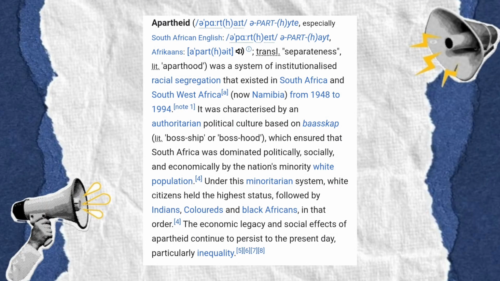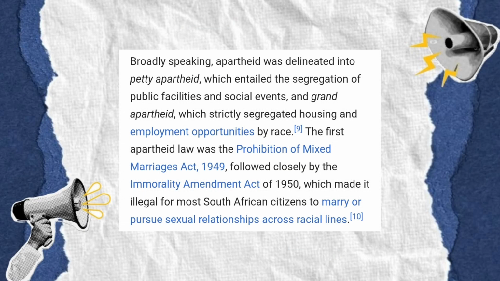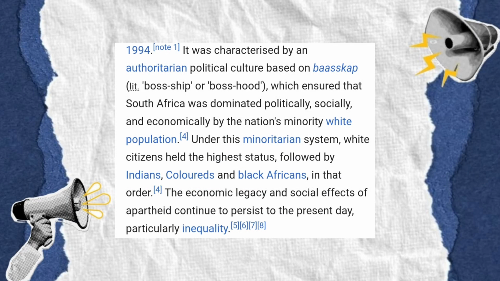The government classified people by race and created laws that controlled where different racial groups could live, work, study, and travel. Black South Africans were especially restricted. Separate residential areas were created, pass laws controlled movement, and political rights were very limited. Even families could be split up based on racial classification. And while the white minority made up a much smaller share of the population, it held most of the political and economic power. For millions of South Africans, this wasn't just discrimination. It was how everyday life was legally structured.